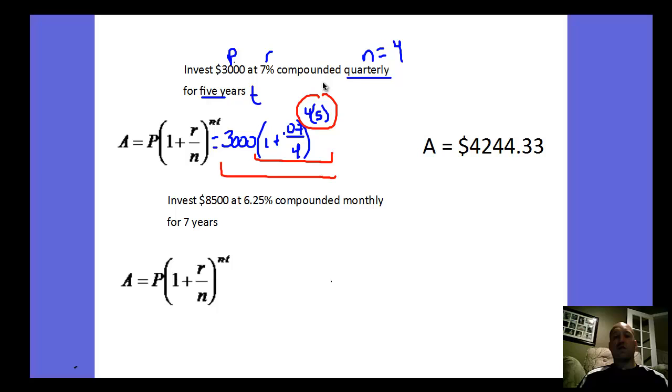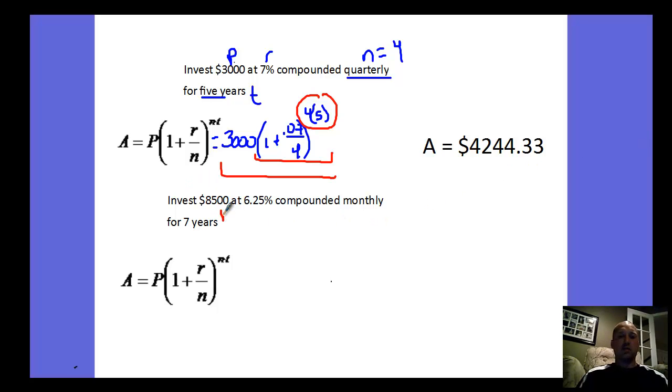So after the first quarter, you find the interest you get. The second quarter, you're not only getting interest on 3,000, you're also getting interest on that interest you got the first quarter. And so it grows at a quicker rate. That's the exponential growth that we talk about.